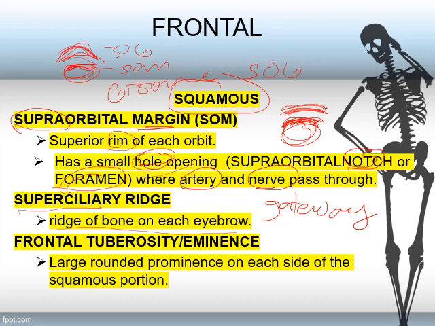Okay? And we have another term, the frontal tuberosity. Tuberosity is also a protrusion. Protrude siya or prominence. So, nakausli. Large rounded prominence on each side of the squamous portion. Halimbawa, ito yung noo natin. So, if you can feel that, so on each side, para medyo may matigas dyan na bony structure. So, nakausli siya. It is a prominence. We call that the frontal tuberosity or the frontal eminence.